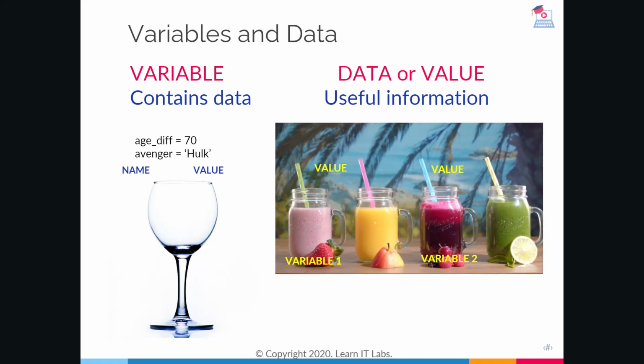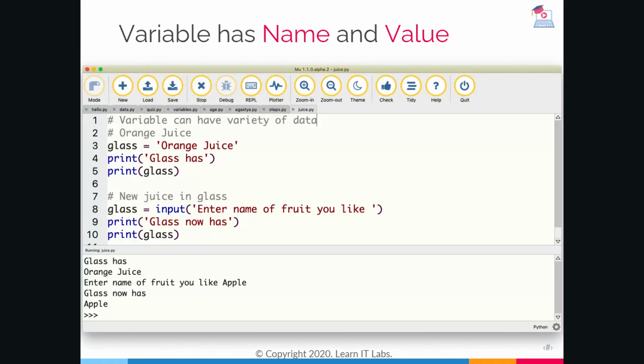We also looked at simple data types. What is an integer? An integer is simply a number. And what is a string? A string is a collection of characters, like words or sentences.